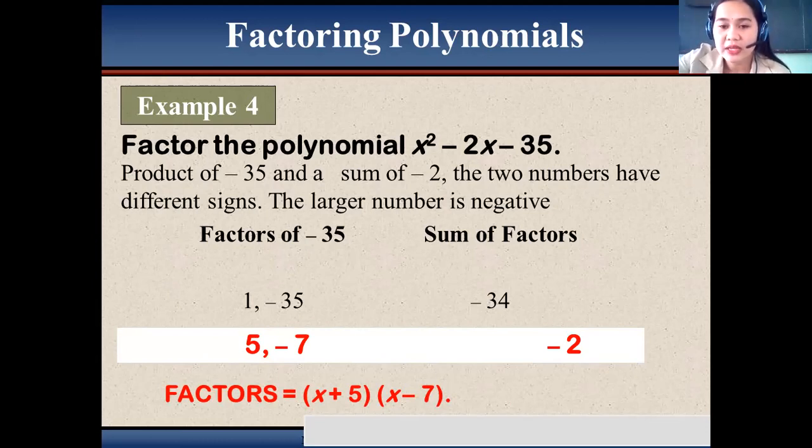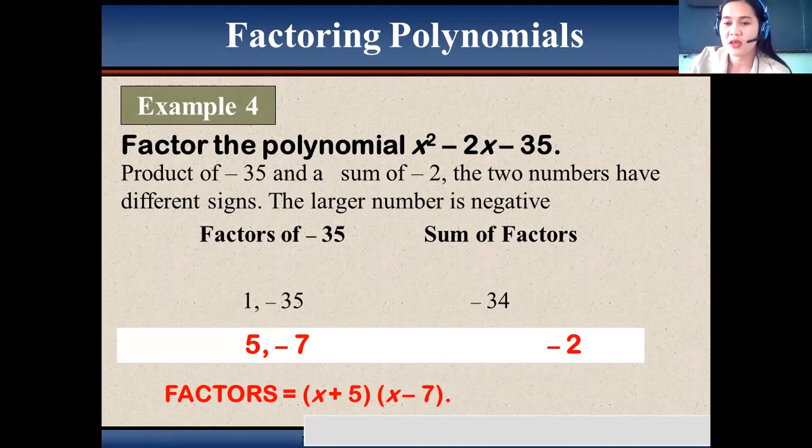So, nakita ninyo na ang sign ng larger number is negative. Bakit man? Kasi negative yung middle term natin. Yung isa is positive. So, magkaiba sila ng signs. Dapat ganyan yung given.